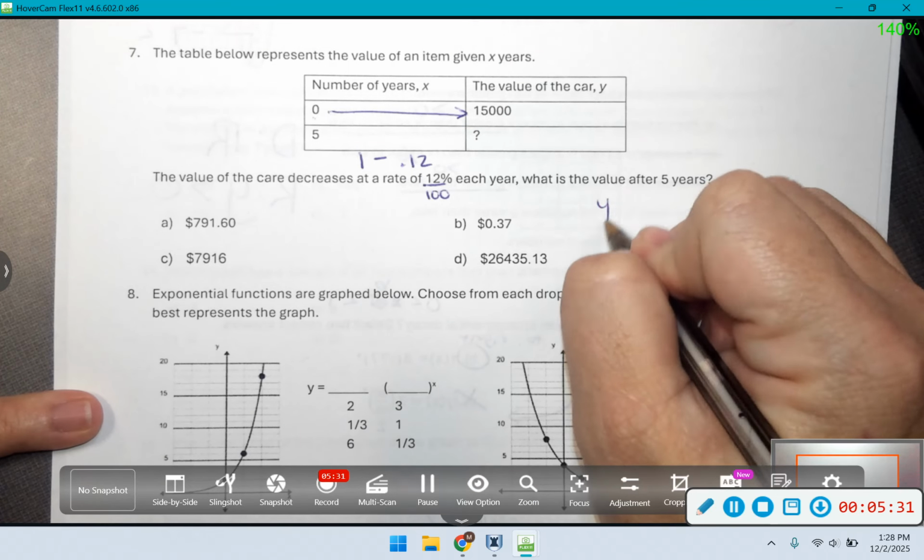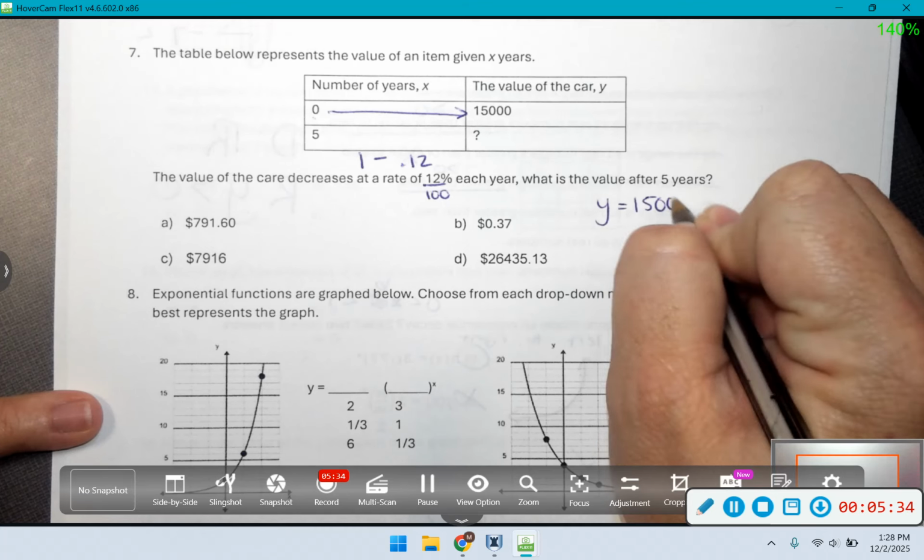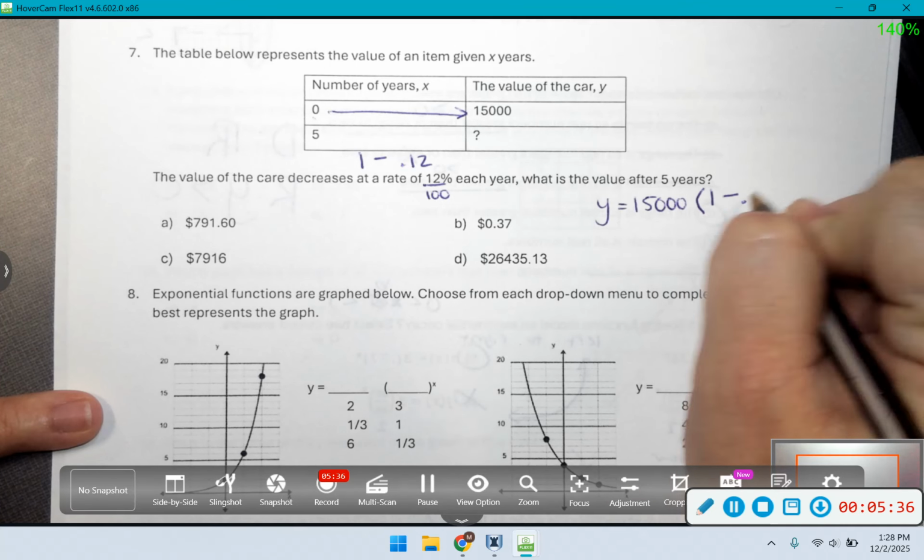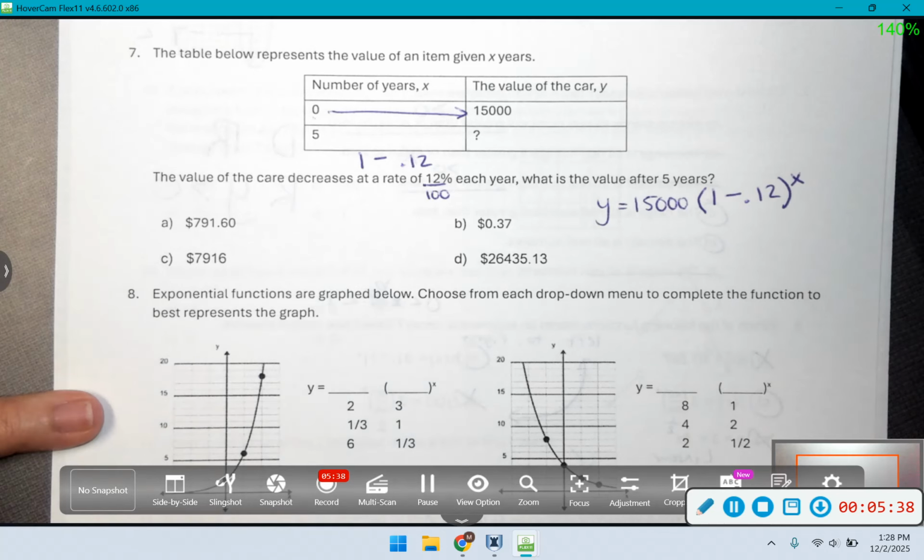And so I'm not even going to simplify this one. y starts at 15,000. 1 minus 0.12 to the x power. And we're going to type it in.